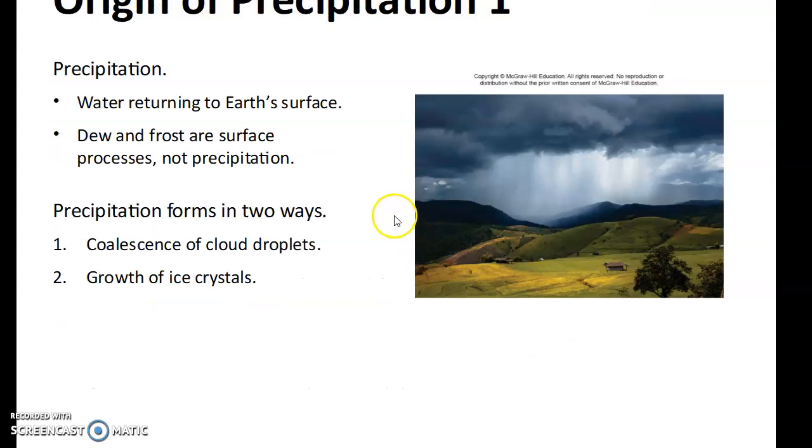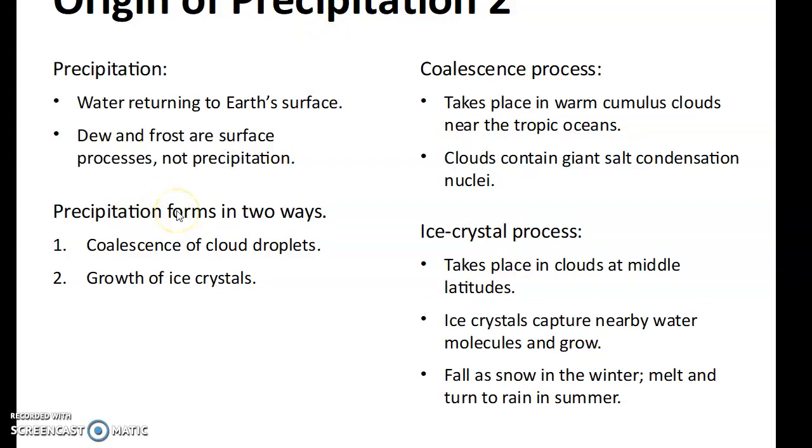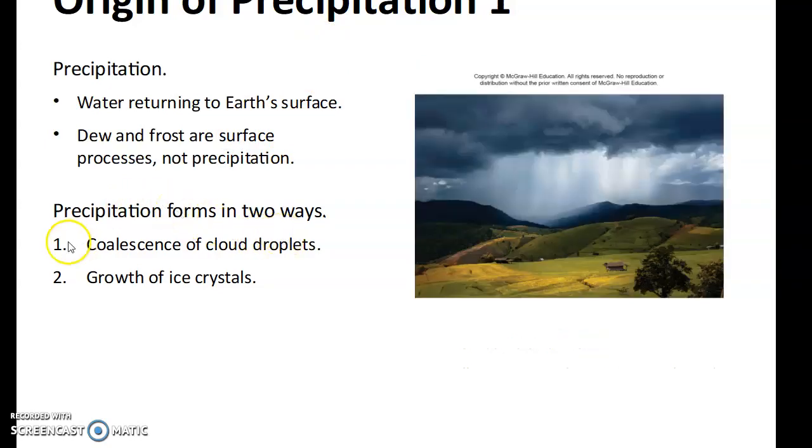Now, where does rain come from? Well, it comes from up above, right? It's water returning to the Earth's surface. Dew and frost are surface processes, not precipitation. Okay, so dew and frost are not coming down from the sky. Precipitation forms in two ways: coalescence of cloud droplets and the growth of ice crystals.